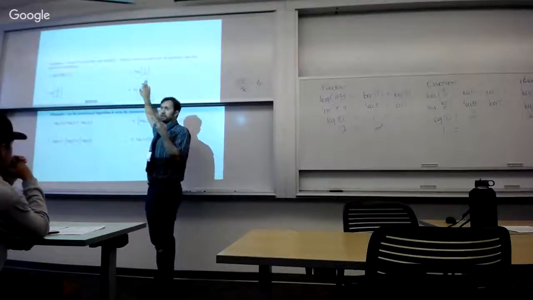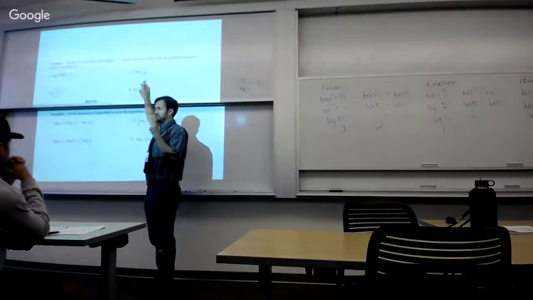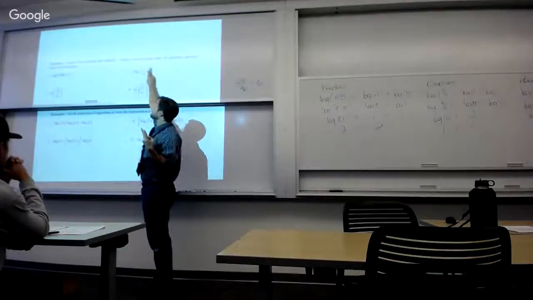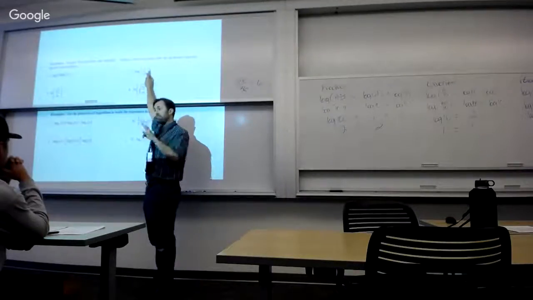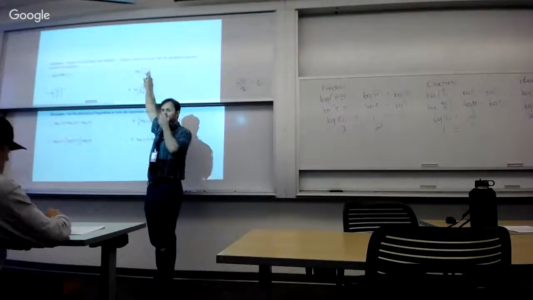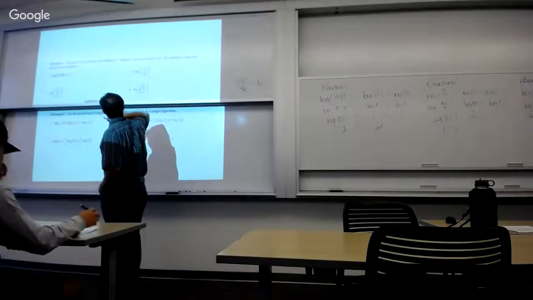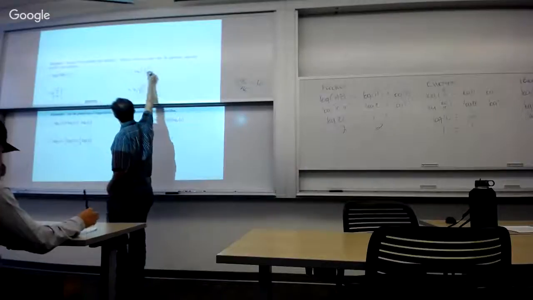Does the product rule apply? Do I have something times something? No. Does the quotient rule apply? Yeah, we have a quotient. Does the power rule apply? Yeah. So we have both rules. We have the quotient rule and we have the power rule. So in what order should we do it? Quotient first? Yeah, see, now this is a tough one.